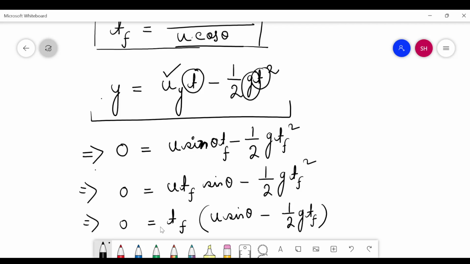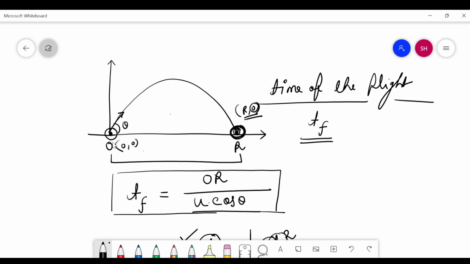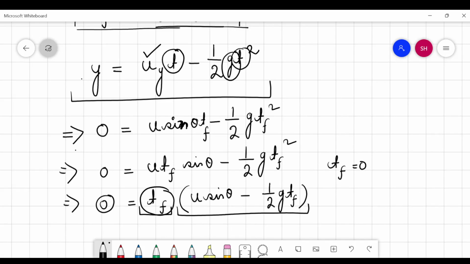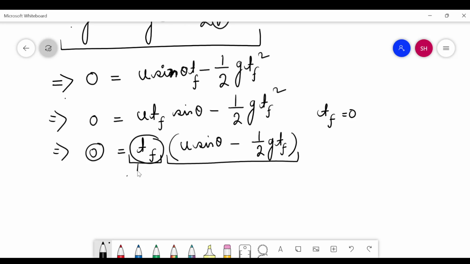Now this will mean either this has to be 0 or this has to be 0. If time of the flight is 0, that means y is equal to 0 when the movement was not starting, which is absolutely true. We are talking about the initial point. So this is not equal to 0. We are considering the point R only. Hence this is positive, then this has to be 0, because a positive number into a 0 will be equal to 0. So this has to be 0 when we are at the point R.